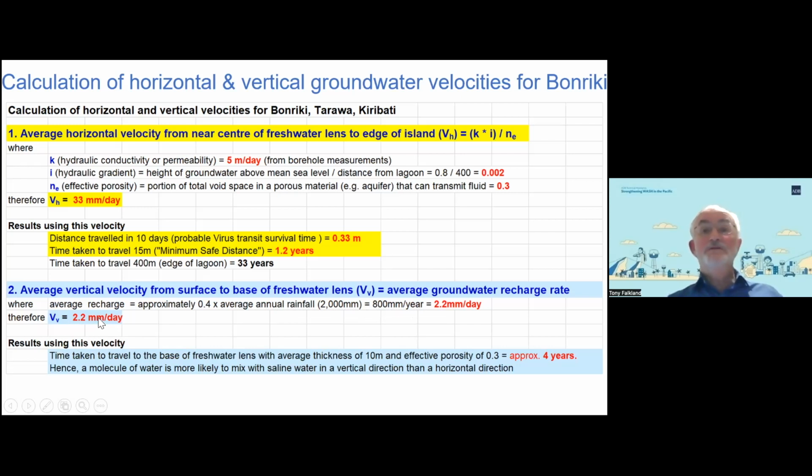So you can see there's quite a difference between the two. Using this velocity, the time taken to reach the base of the freshwater lens with average thickness of about 10 meters and an effective porosity of about 0.3 is approximately 4 years. Hence, molecular water is more likely to mix with the saline water in a vertical direction below the freshwater zone than it is to move sideways to meet the ocean at the edge of the island.